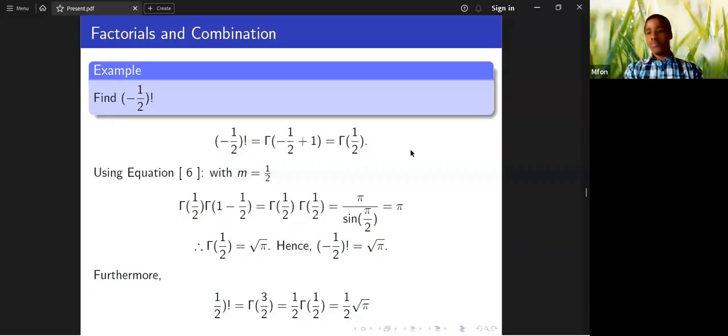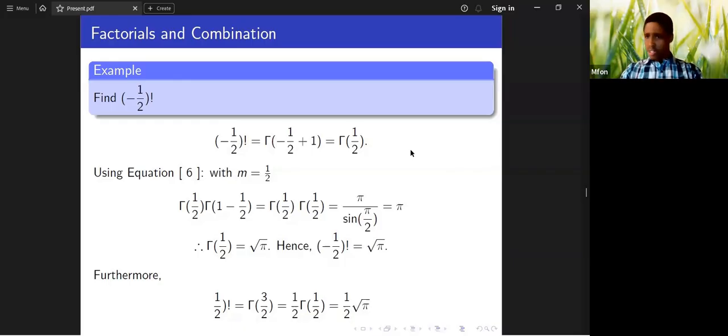So using the duplication formula, that is gamma m times gamma 1 minus m, we know that it's equal to pi over sine pi m. So letting m equal to 1/2 in the equation, we get that gamma half is equal to √pi, which proves that -1/2 factorial is equal to √pi.